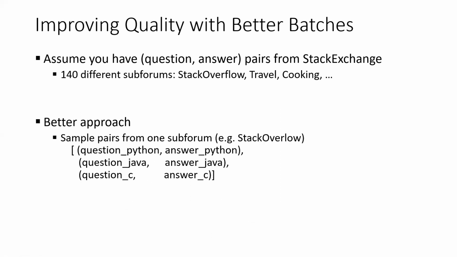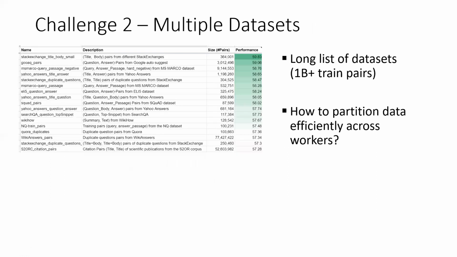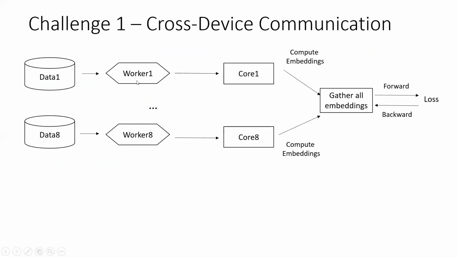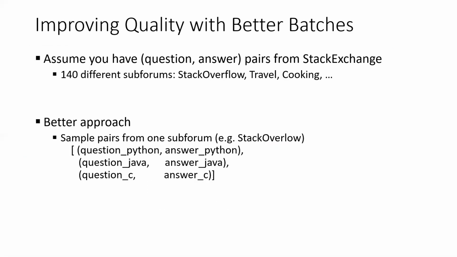So better batching would be to take the data from the same subforum. For example, you only take question answer pairs from Stack Overflow, and then you have just programming questions and programming answers in your batch. And this becomes a bit harder to coordinate because we have 8 different workers. Every worker is an independent process. Every worker has an independent chunk of data. And how do you communicate that now all 8 workers take questions from Stack Overflow, or all 8 workers take questions from, I don't know, the Traveling subset?